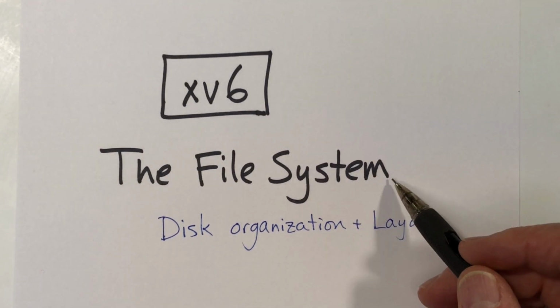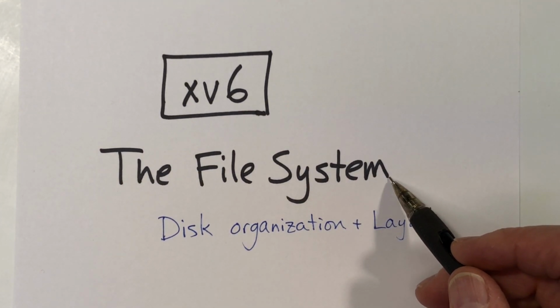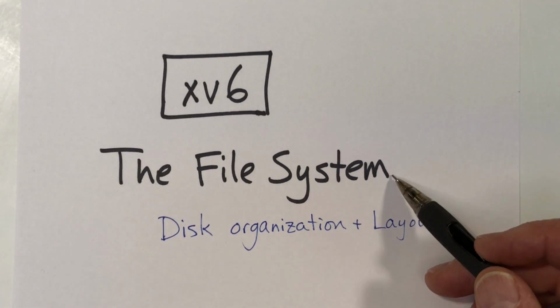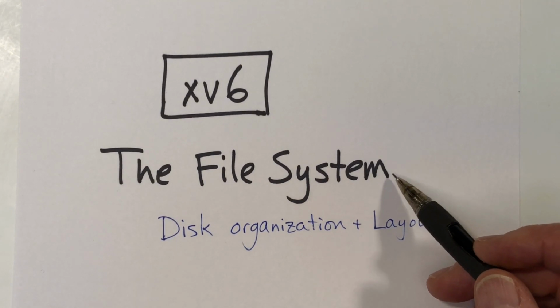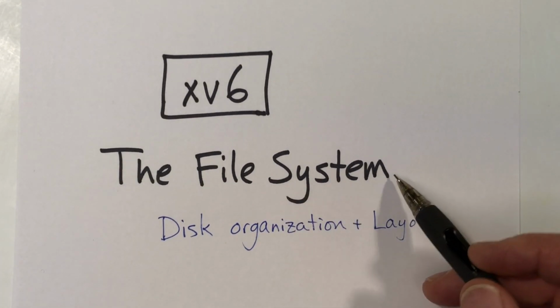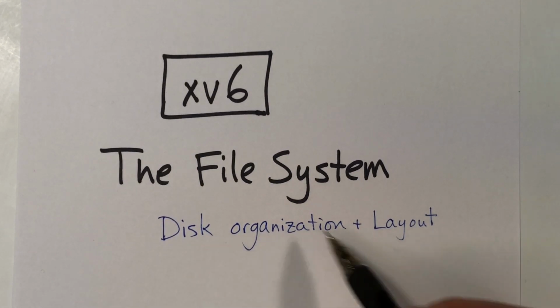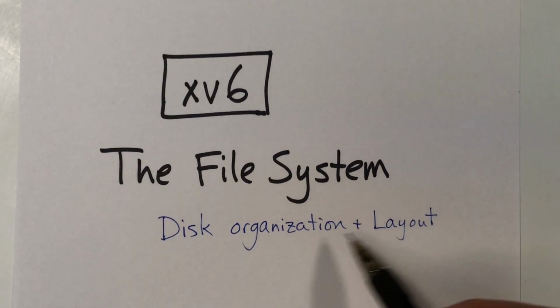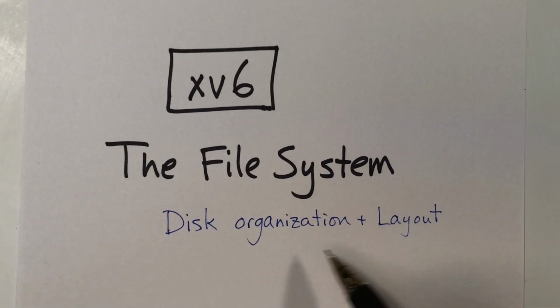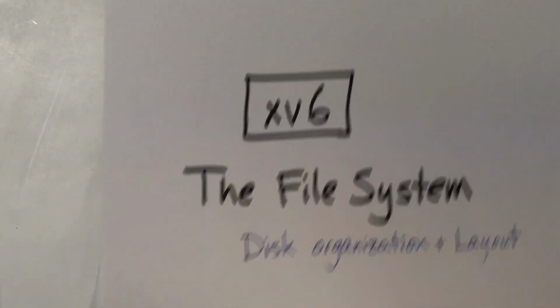There's a lot of code involved with the file system, and I've broken it up into a number of different videos. So far, I've already talked about the buffer cache system and the disk logging system. In future videos, I'll talk about the code, but in this video, I'm going to focus on how the file system is represented on disk. So in this video, I'll talk about the disk organization and layout for directories and files.